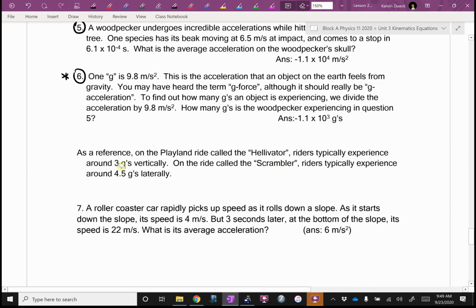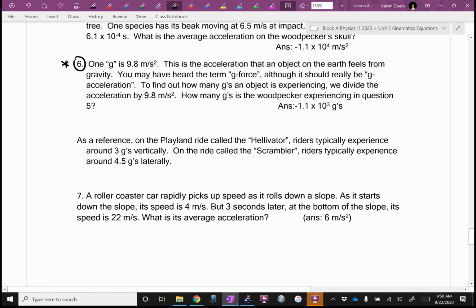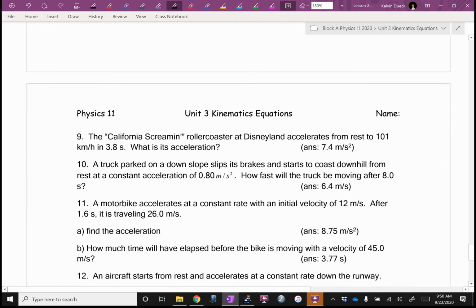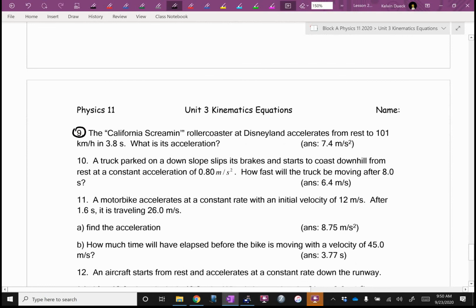As a reference, on the elevator, you typically get about 3 Gs vertically. I've gone on it with an accelerometer. On the scrambler, you typically get about 4.5 Gs laterally. That's sideways. 7 is good. So California Screaming. How many of you have been on California Screaming? It's now called the Incredicoaster, but okay. So the Tesla accelerates a little faster than that. If you've been on there, that's why you can say, oh, now you know why they were reacting that way. So it's even more intense than that.